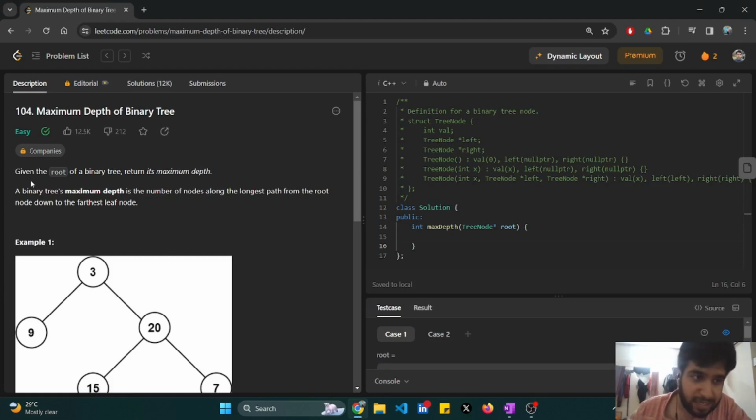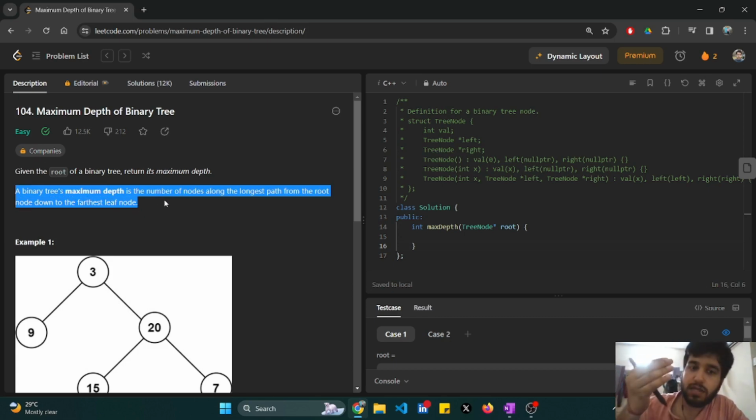What does the problem say? You are given the root of the binary tree, return its maximum depth. So you are just given a root of the binary tree and you have to return the maximum depth of the binary tree. But what is the meaning of depth? Binary tree's maximum depth is the number of nodes along the longest path from root node down to the farthest leaf node.